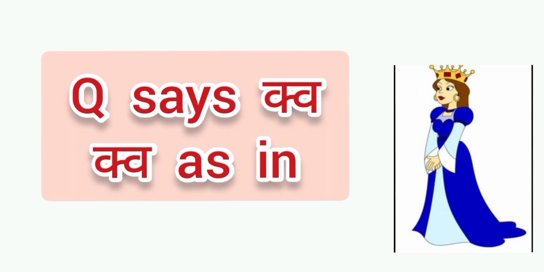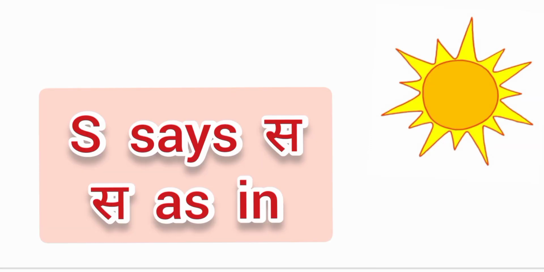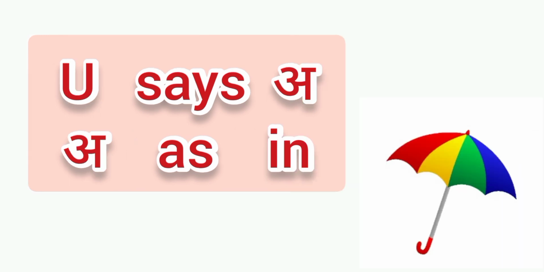Q says qu as in queen. R says r as in rabbit. S says s as in sun. T says t as in tub. U says u as in umbrella.